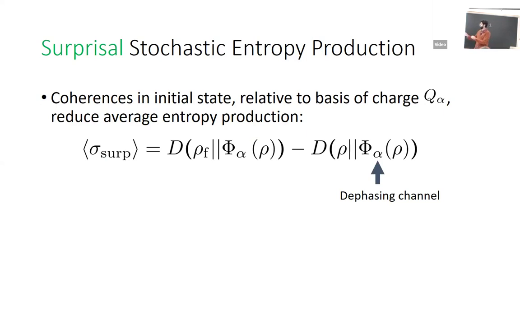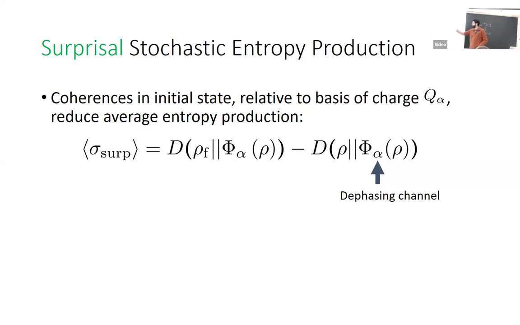So just quickly, does this recover what we're used to seeing? Well, when the initial state is diagonal, so when all charges commute, rho is going to also commute with all of them because it's just the exponential. And if we dephased in that basis, we wouldn't change rho, so we could just ignore the dephasing. The relative entropy of rho with itself is just zero. And here we would be left with the relative entropy of rho f and rho, and that's exactly what we saw on the previous slide. So this simplifies back down to what we've seen before.